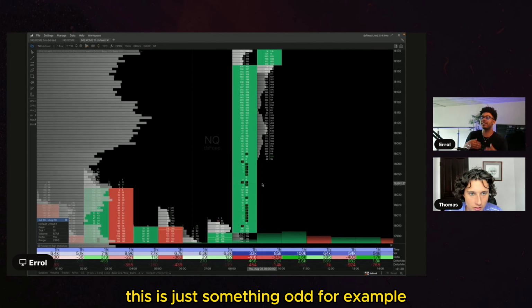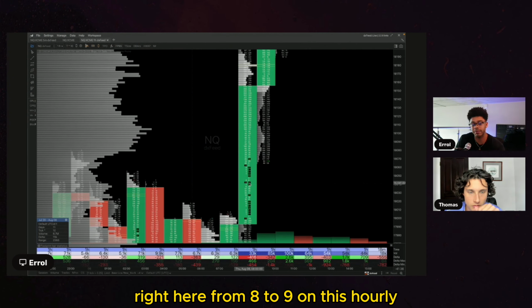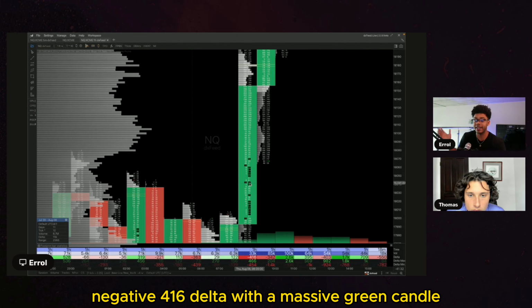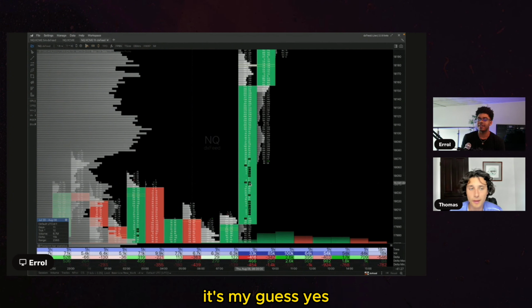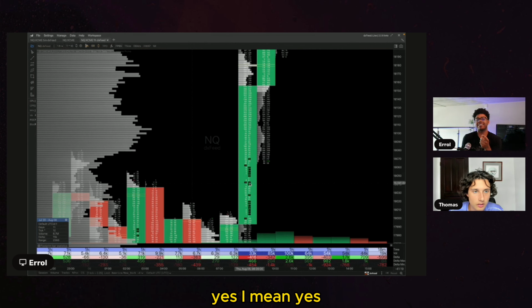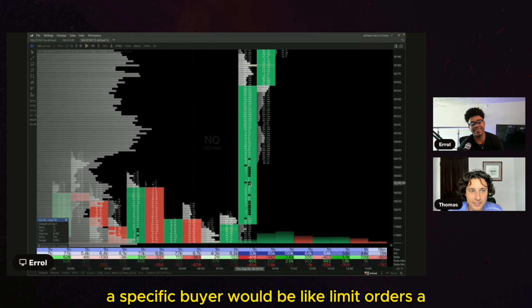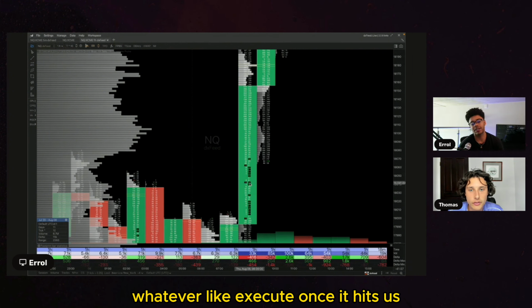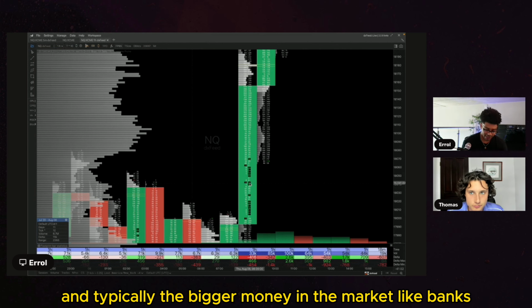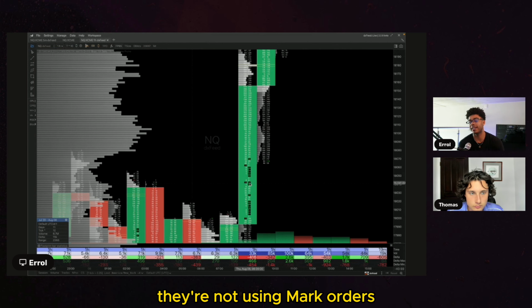What's really interesting, this is just something odd. For example, right here from 8 to 9 on this hourly, we have a negative 416 delta, negative 416 delta with a massive green candle. My guess is we had a singular buyer, big volume. Yes, a specific buyer would be using limit orders, aka resting orders, which execute once the price hits a certain point. And typically the bigger money in the market, like banks, they're not using market orders.